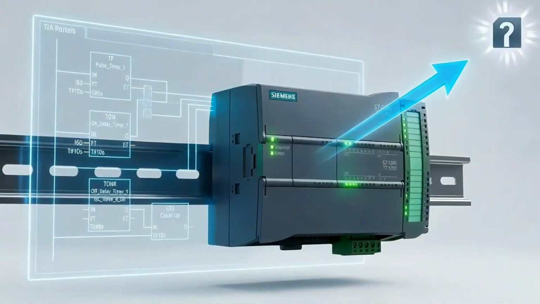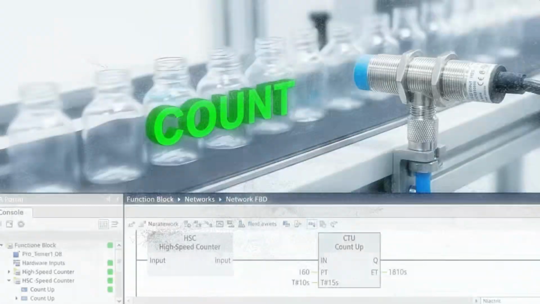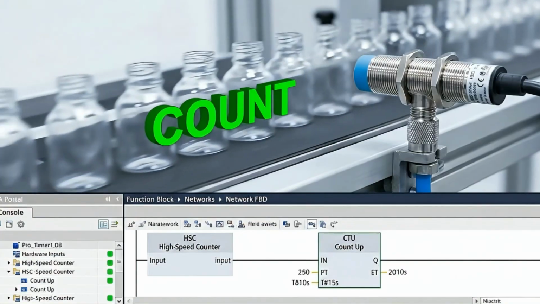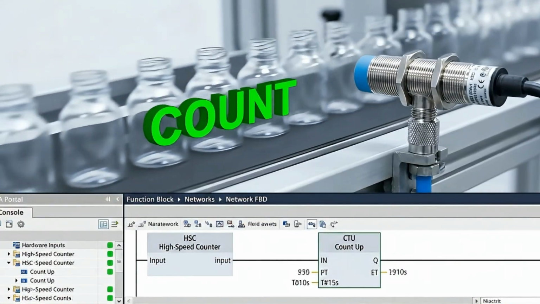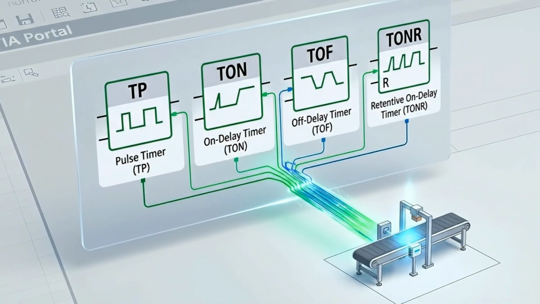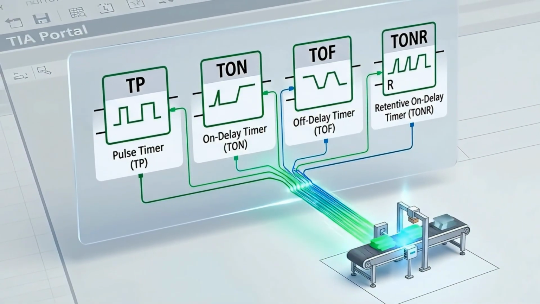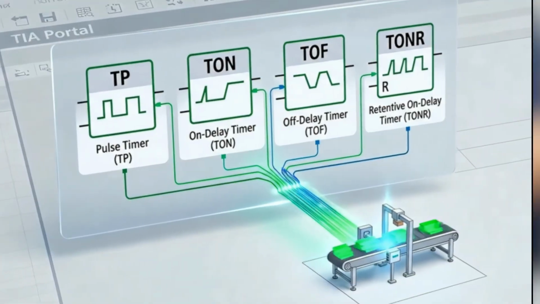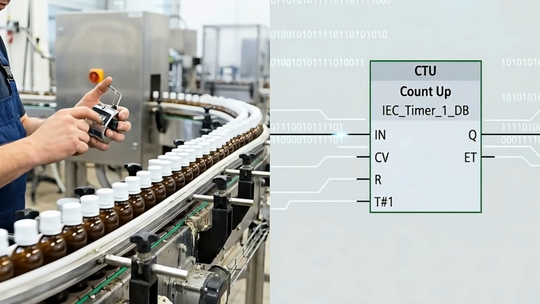Stop wasting time scrolling through the instruction tree. Whether you need a simple pulse or a complex retentive delay, you only really need to master 4 blocks. I'm going to show you a logic that works for 99% of automation projects, starting with the one timer everyone thinks they understand but usually gets wrong.